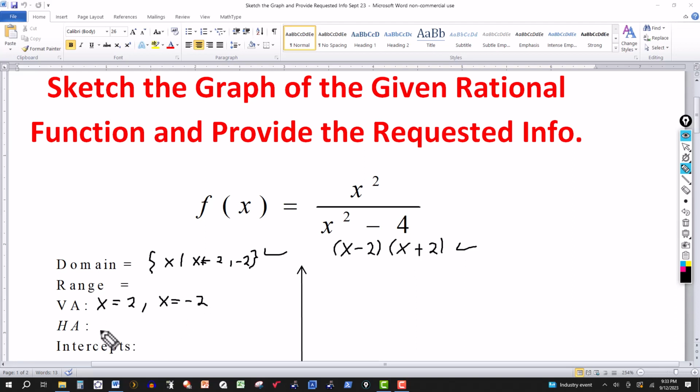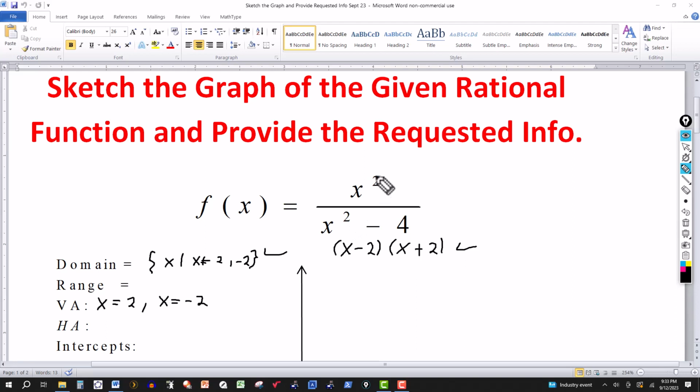Now for the horizontal asymptote, and remember, asymptotes in general are lines that a graph approaches, but the graph doesn't touch. Now a graph may cross a horizontal asymptote, but not a vertical, because that's where it's undefined. So how do we find the horizontal? The easiest way to do it is look at the degree. If the degree of the numerator is less than the degree of the denominator, then the x-axis, or the line y equals 0, would be a horizontal asymptote.